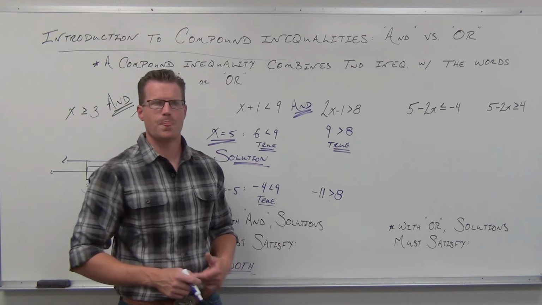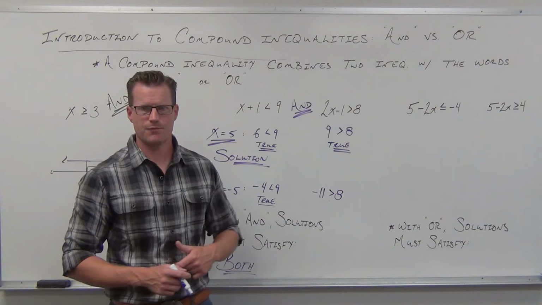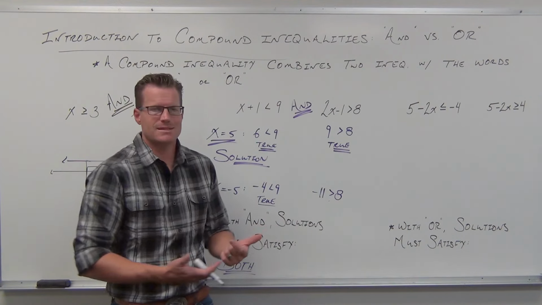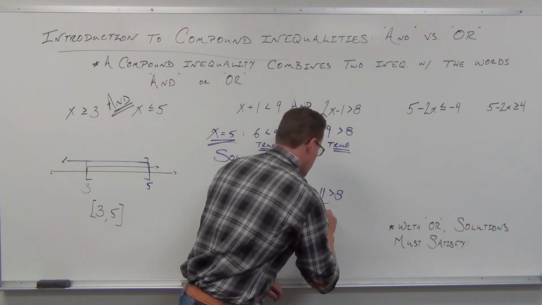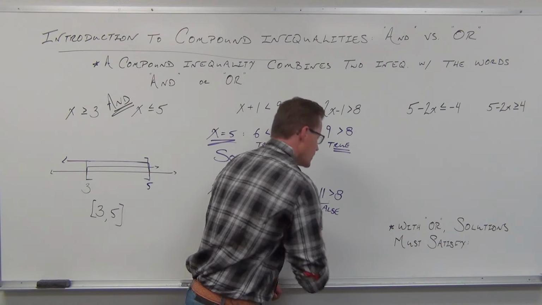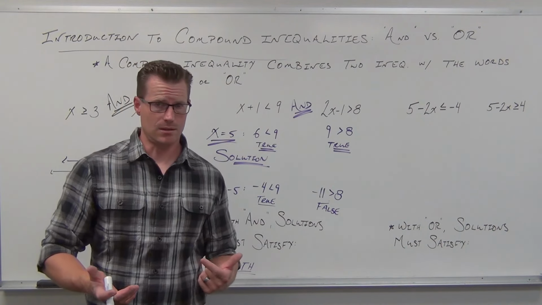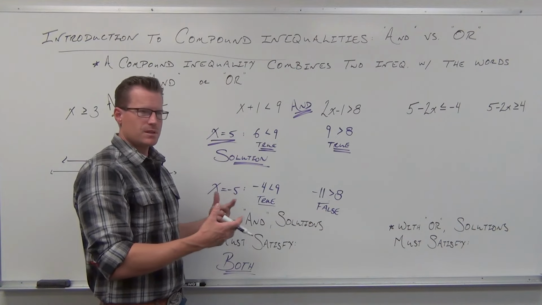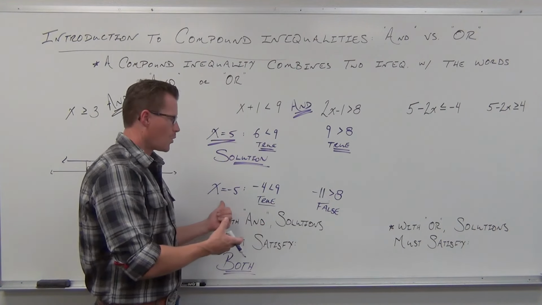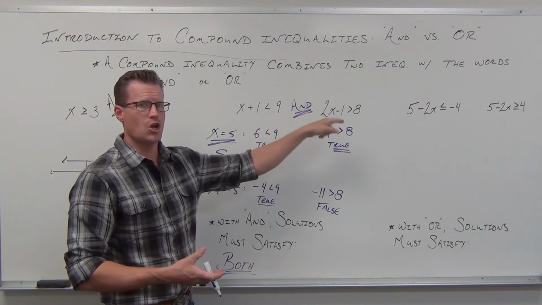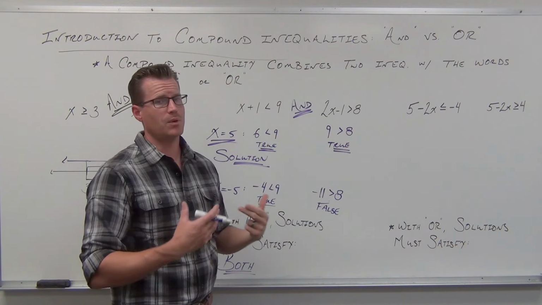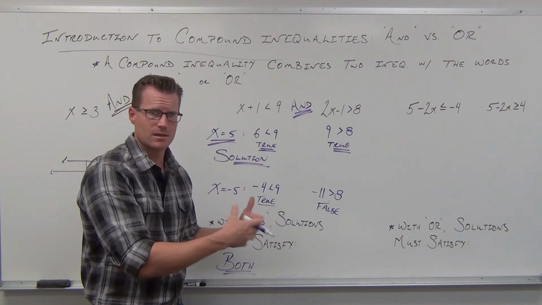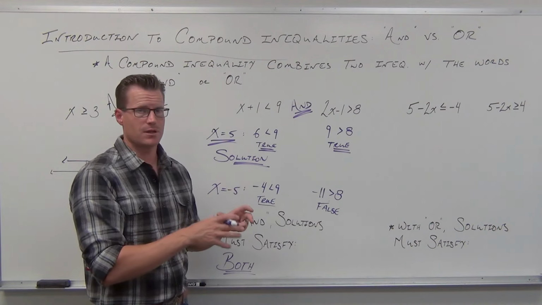And then you ask the question, is -11 larger than 8? If you owe $11, is that more than having $8? And it's no, that's not a true statement. So here's what that tells us about the word and. If the number we're trying to see as a solution works in one inequality but not the other, it doesn't work in both. And that's what and says. For compound inequalities with and, we've got to have that number work in both.